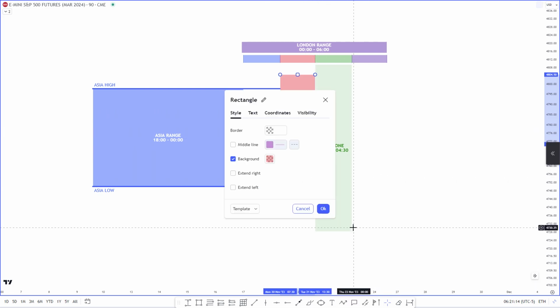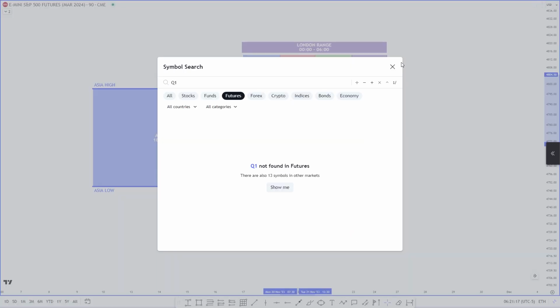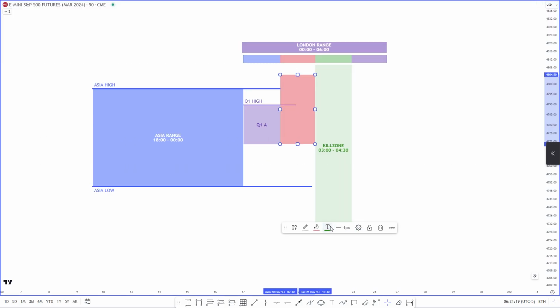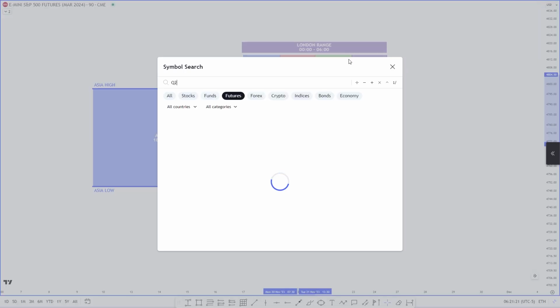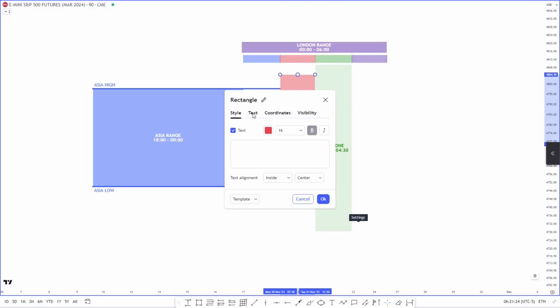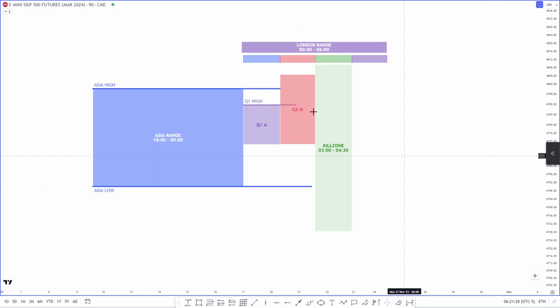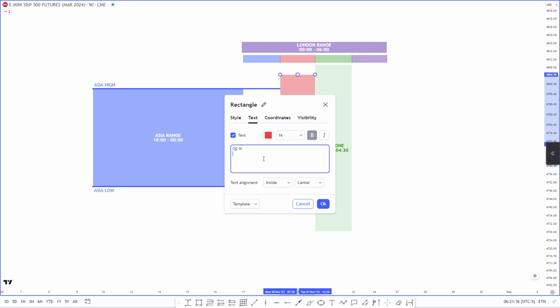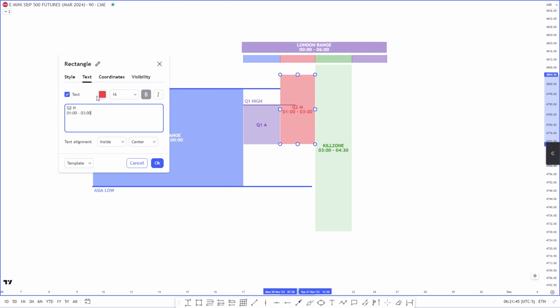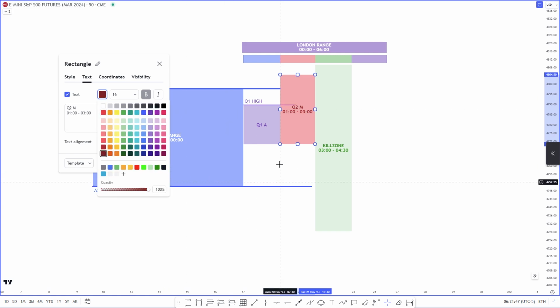We can mark this as well. We'll say this is Q2, our M, our manipulation, Q2 manipulation. In simple terms, when Q2 opens, Q2 is fixed to 01:00 to 03:00, I believe. Perfect. Let's just make it like that.